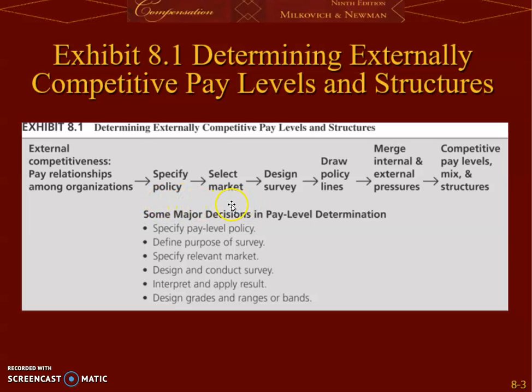The next step is to select your market. What competitors are most closely aligned with you? For example, if you're running a call center in a certain geographic area, and there's a call center down the street from you, that is your closest competitor. They are competing with you for the same external talent. They want to attract the same people, bring them into the organization, and retain them.